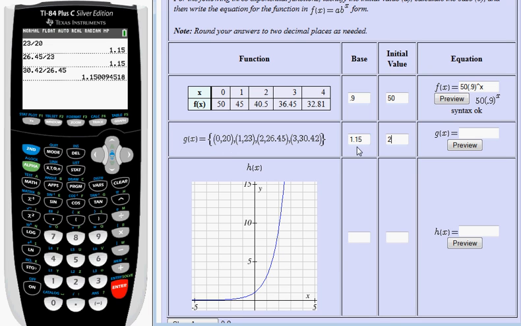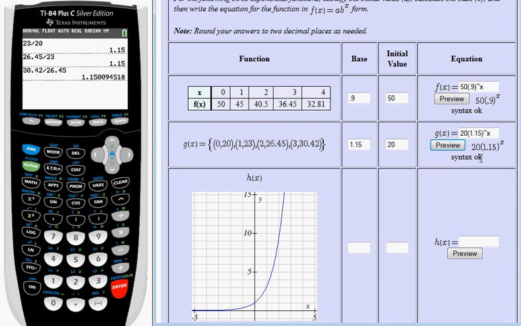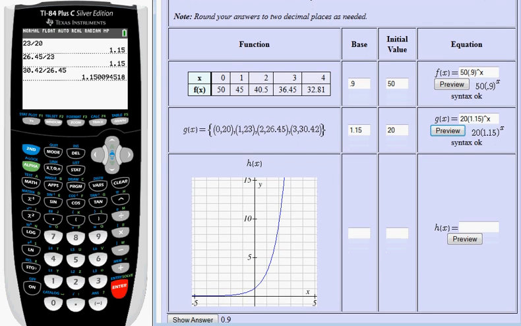And then my equation g of x would be the form a b to the x. So a, my initial value, is 20. In parentheses, my b was 1.15. And then I need to raise that to the x power. Again, if you want to preview it to see that your syntax is okay. Sometimes what happens is they use the input variable t and students use x instead. It'll give you a syntax error to remind you you're not using the correct variable.